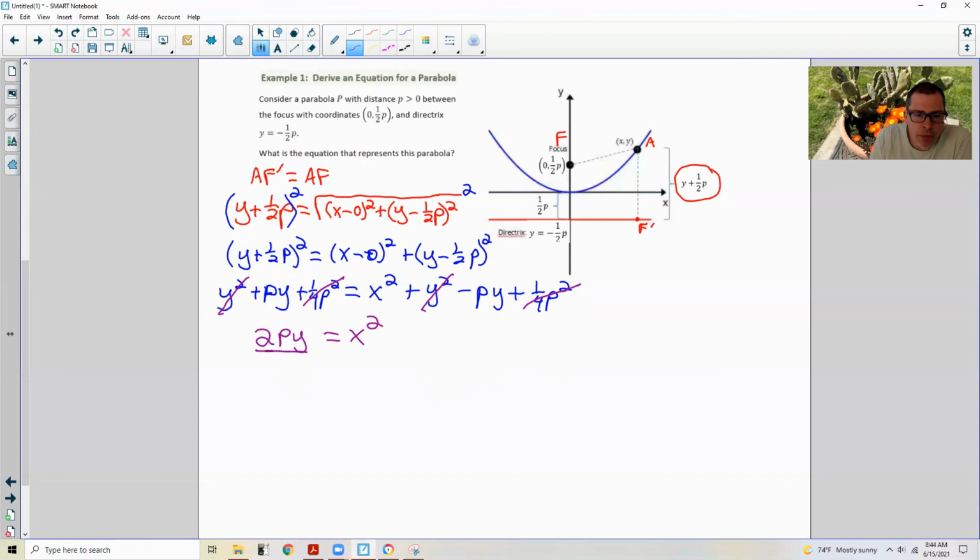And then if I want to get y by itself, I divide by 2p. So the 2p's cancel here and I get y equals, and we like to leave x squared as a number with a coefficient in front of it. So think of this as 1 times x squared over 2p, and I can move that 1 over 2p out in front. So it would look like 1 over 2p times x squared. So there is the equation that represents this parabola. Pretty neat.